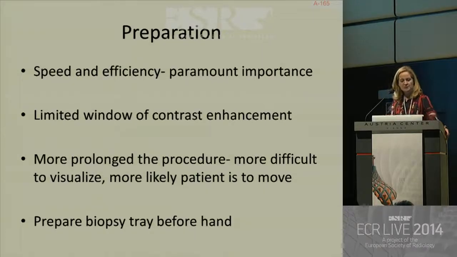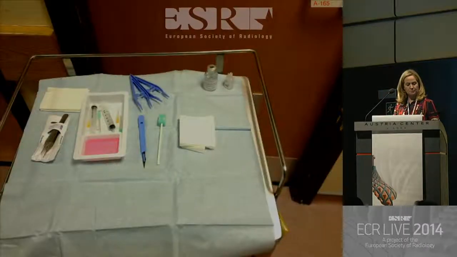Speed and efficiency is of paramount importance when performing a breast MR. You have a limited window of contrast enhancement. Malignant lesions wash out rapidly, and the background breast enhancement increases over time. So that gives you about a 20 to 30-minute window in which you can see the lesion. The more prolonged the procedure, the more difficult it is to visualize your lesion, and the more likely it is that the patient will move. So you prepare your biopsy tray beforehand.